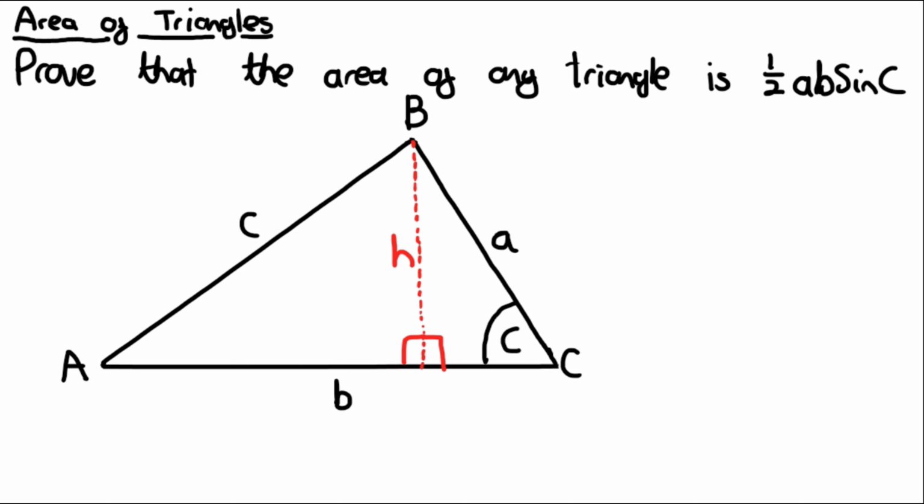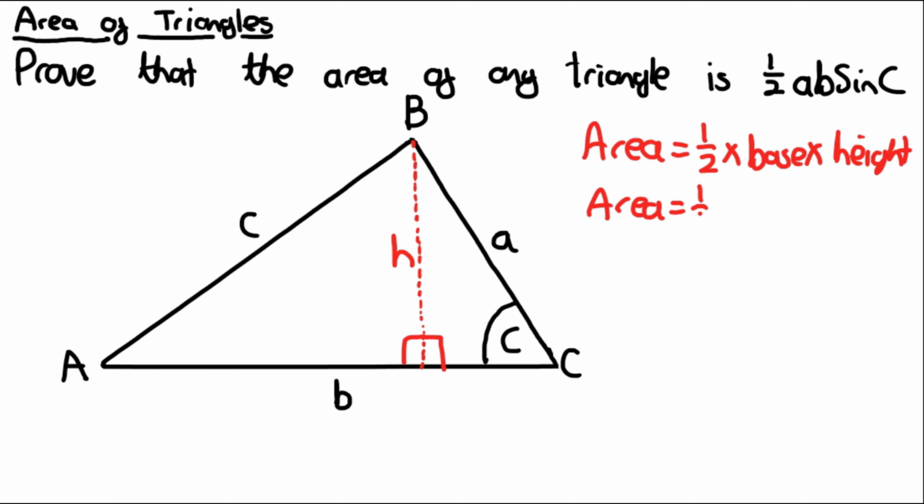And you should know, hopefully, that the area of a triangle is equal to half times the base times the height. Well, in this instance, the area is equal to half times the base, which in this instance is b. This is the base of the triangle, so it's half times b times h, which is the height. Now we know what b is, but we don't know what h is, but we can figure out what h is because we have a right angled triangle here.